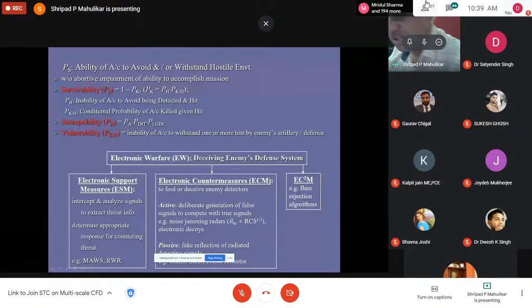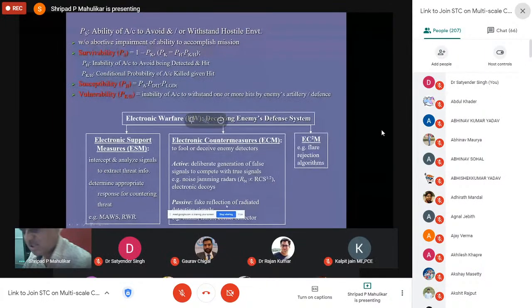Then passive electronic countermeasures include fake reflection of radiated detecting signals.